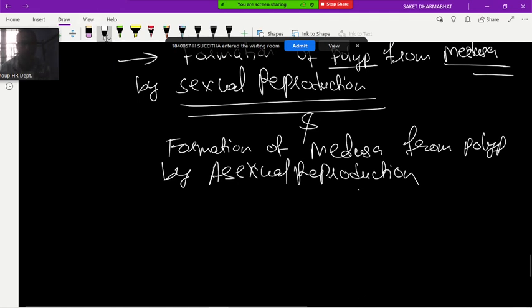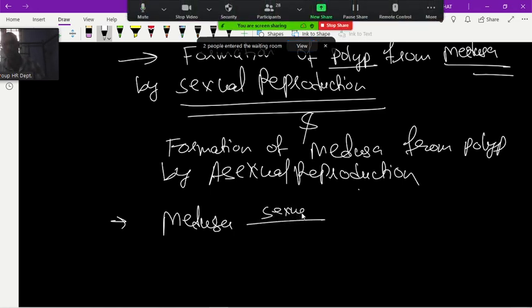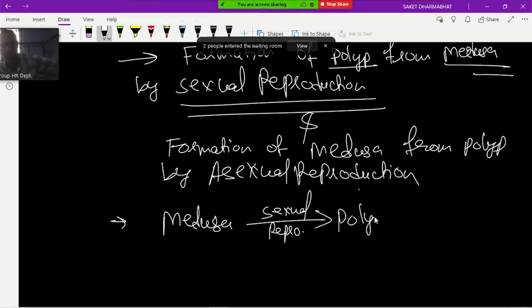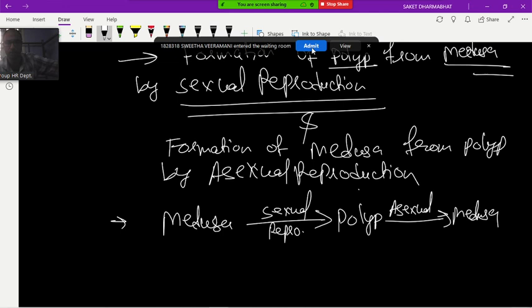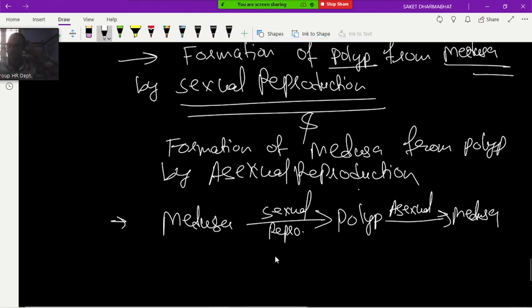So what is happening here? First, medusa form is there. Two medusa will combine and do what? Sexual reproduction. Then what will form? Polyp. Then polyp will undergo what? Asexual reproduction. It will form what? Medusa. So this is called as what? Alternation of generation. In one generation, medusa is forming. Next generation, polyp is forming. Next generation, again medusa. Again, what will form? Polyp. This is called metagenesis. Understood?